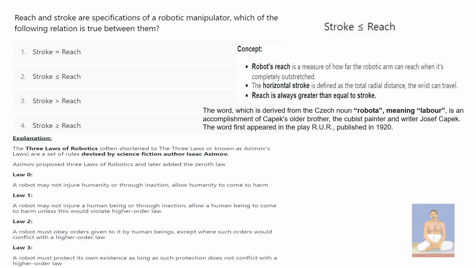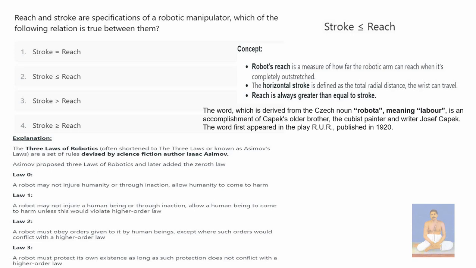Now, the word robot, which is derived from the Czech noun robota meaning labor, is an accomplishment of the Capek brothers, the cubist painter and writer Josef Capek. The word first appeared in the play R.U.R. published in the 1920s.